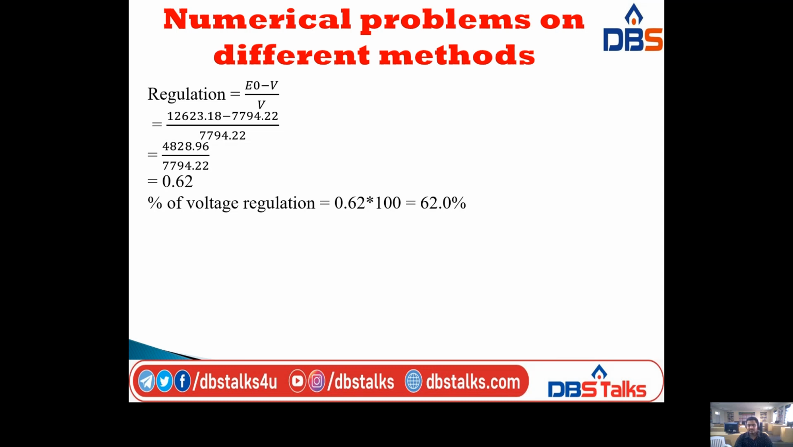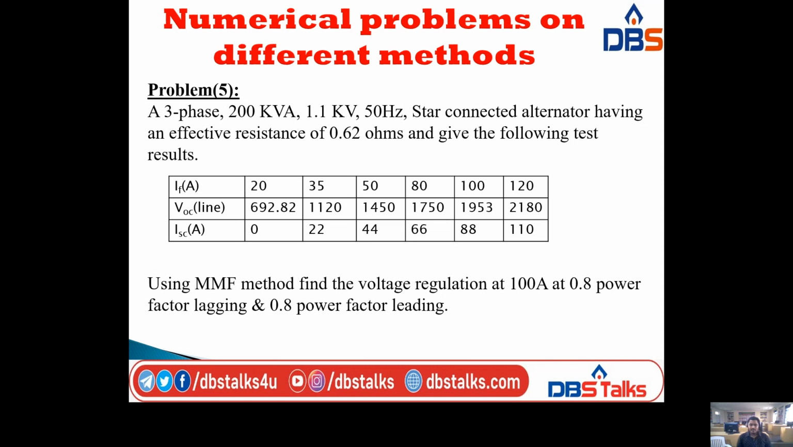And next, moving to the second one, that is a three-phase 200 kVA, 1.1 kV, 50 Hz star connected alternator having an effective resistance of 0.62 ohms and giving the following test results. So here I have taken a table. It consists of field current in amperes, open circuit voltage in the line, and short circuit current in amperes. They gave a total of 6 values, that is IF, VOC and ISC values.